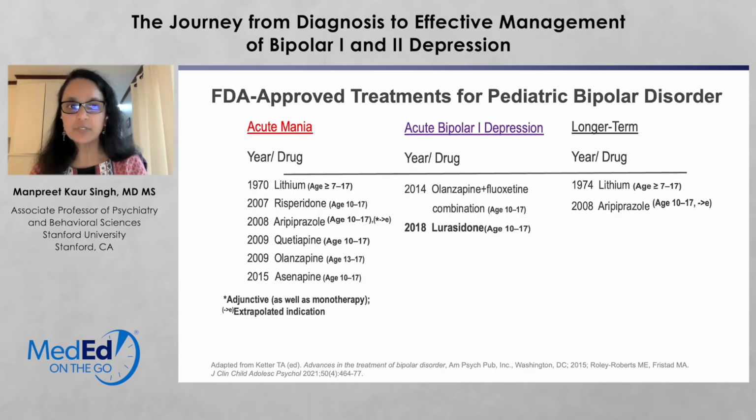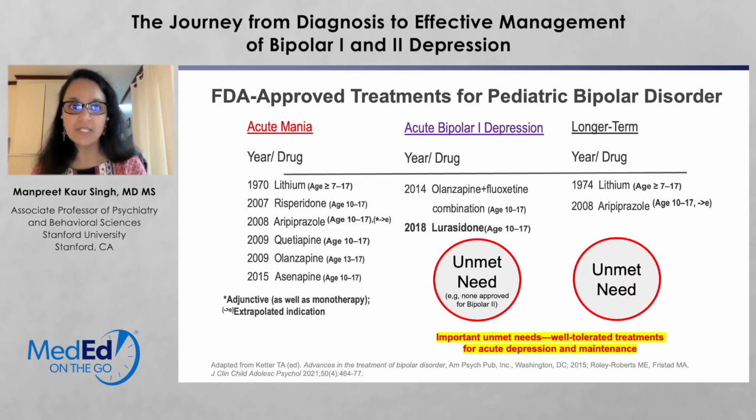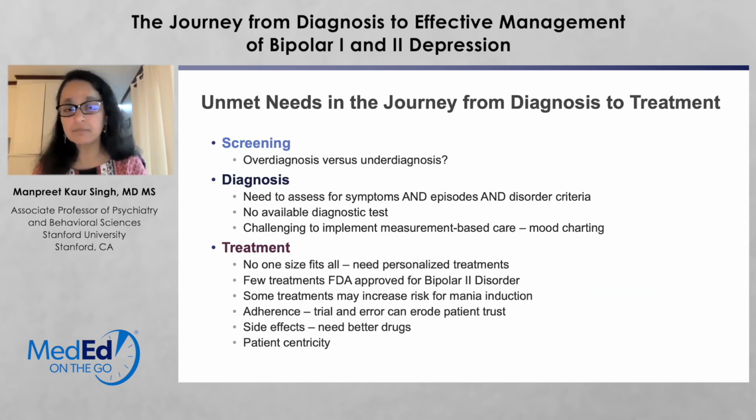For kids, here's the treatment landscape. And just to add to this landscape of unmet needs, we still need more FDA-approved agents for bipolar 1 depression and for longer-term treatment. But the two that are approved for bipolar 1 depression are olanzapine fluoxetine down to age 10 and lurasidone down to age 10. We do not have any FDA-approved treatments for bipolar 2 depression in kids. So there are some unmet needs in the treatment of bipolar disorder in terms of the bipolar landscape.